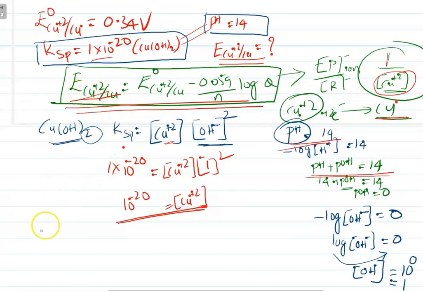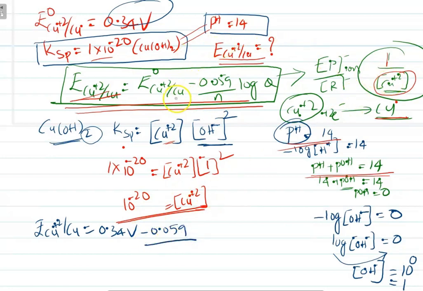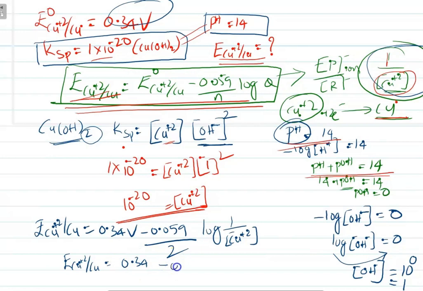So let's substitute. E of Cu2+ to Cu is equal to E naught, which is given as 0.34 volts already, minus 0.059 by n, the number of electrons involved. For Cu2+ to Cu, only 2 electrons are involved, so 0.0295, log of 1 by the concentration of Cu2+, which we already have. So E of Cu2+ to Cu is equal to 0.34 minus 0.0295 log 1 by 10 to the power of minus 20.